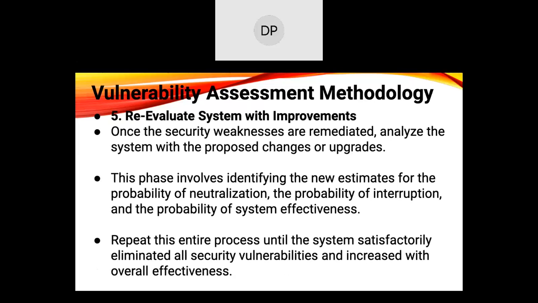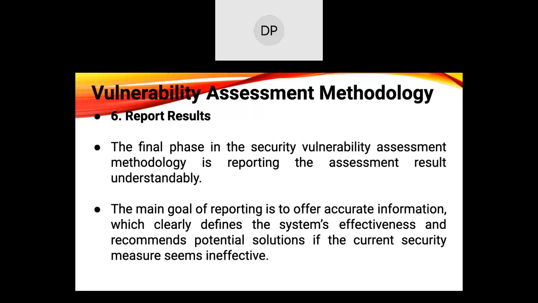Fifth one is re-evaluate the system with improvements. Once the security weaknesses are remediated, analyze the system with the proposed changes or upgrades. This phase involves identifying the new estimates for the probability of neutralization, the probability of interruption, and the probability of system effectiveness. Repeat this entire process until the system has satisfactorily eliminated all security vulnerabilities and increased overall effectiveness. So it is just like feedback. We repeat the entire process, and then the last phase is report results.